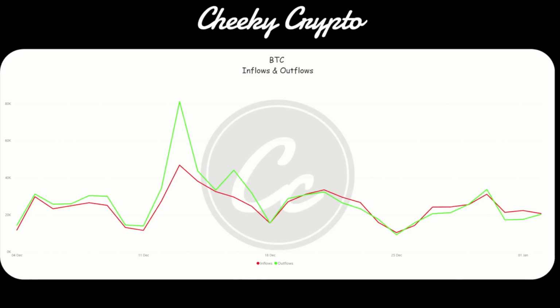And on that note, we should probably hit the correct button. If I can, there we go. So we should probably talk about the inflows and the outflows for BTC. Now here we can see that the amount of inflows of Bitcoin going onto the exchanges is being met by equal amounts of demand.